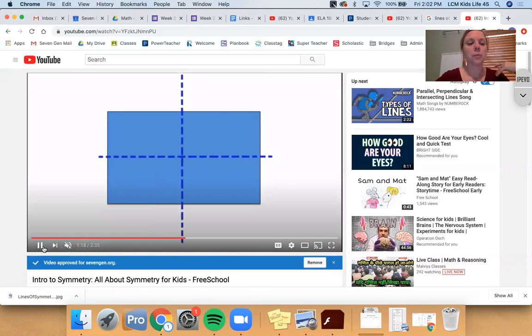Okay, so let's look at the rectangle now. The rectangle has two lines of symmetry. You could fold the paper up and you could fold the paper in. Either way, the paper would fold on top of itself, it would match, and it would be fine.